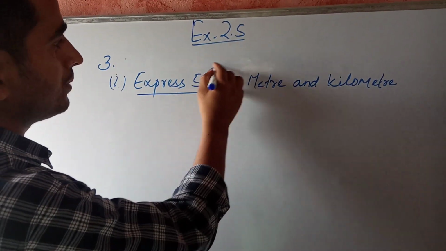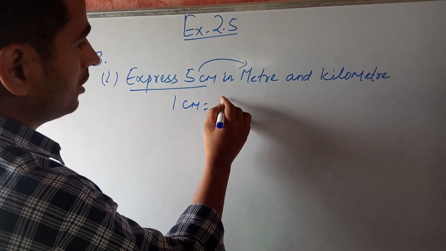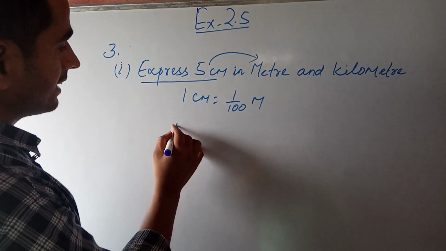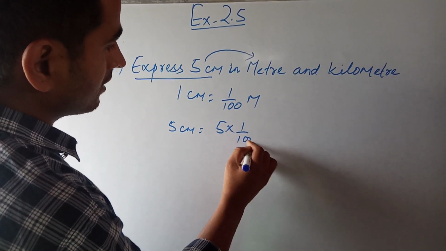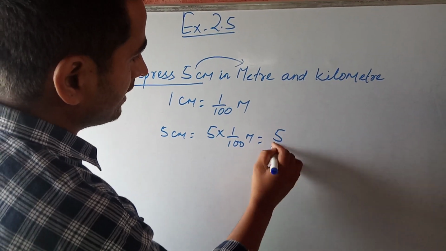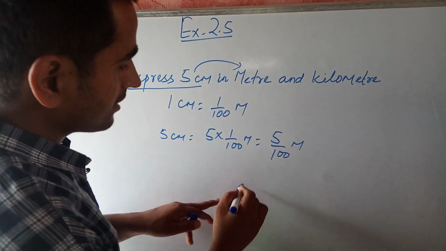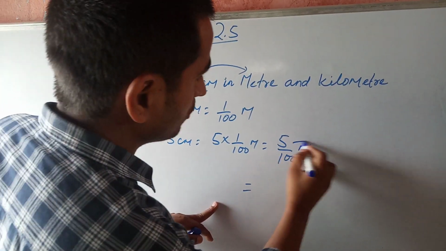Now coming to question number 3, we have to express 5 centimeter into meter and kilometer. First we will convert this 5 centimeter into meter. We know that 1 centimeter is equal to 1 by 100 meter. So 5 centimeter is equal to 5 into 1 by 100 meter. That is equal to 5 by 100 meter, and this is a fraction. So in the denominator there are two zeros.